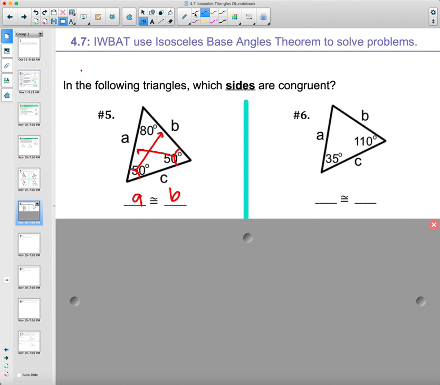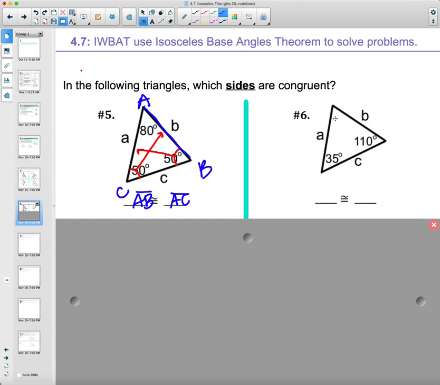Sometimes these will be labeled with capital letters. So if we had done something like this instead, then across from angle C would be side AB. And then across from this one would be side AC if they had capital letters on there at the vertex. These ones are just labeling the sides with a lowercase letter.